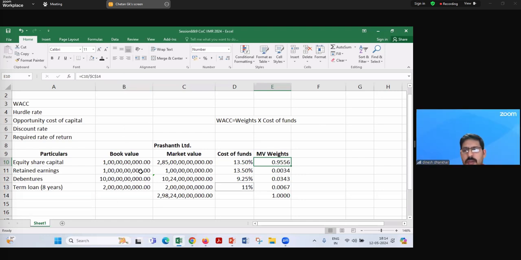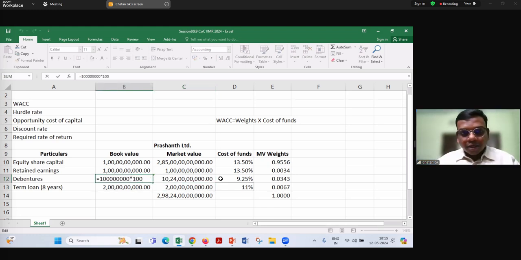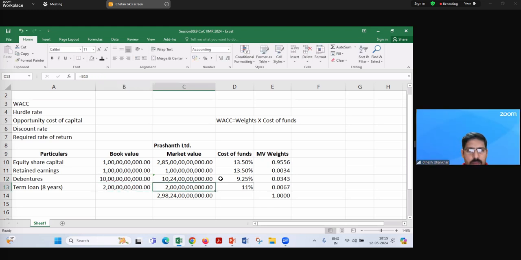I'm asking, is this market value of debentures not book value into 102.4? It is. You can see whether it is 10 crores or not, first of all. It is 10 crores multiplied by 102.4. In this case, you can see it is 100 multiplied by 10 crores. Okay, so 100 was the value, 102 is the current value. Okay, understood, sir. Thank you.